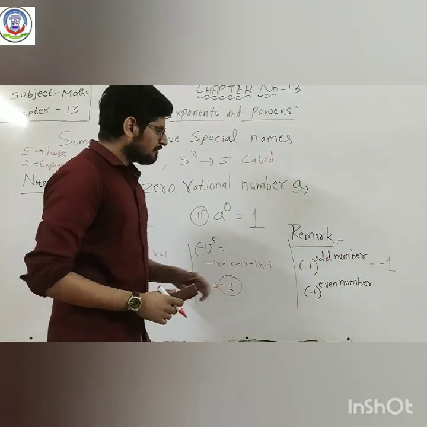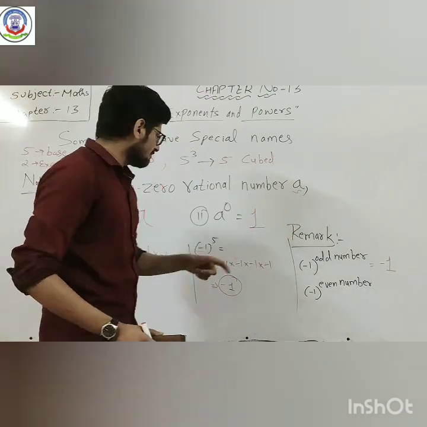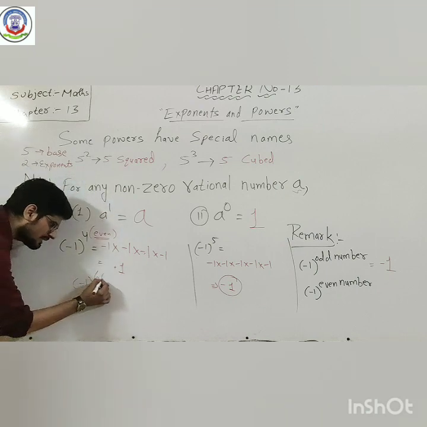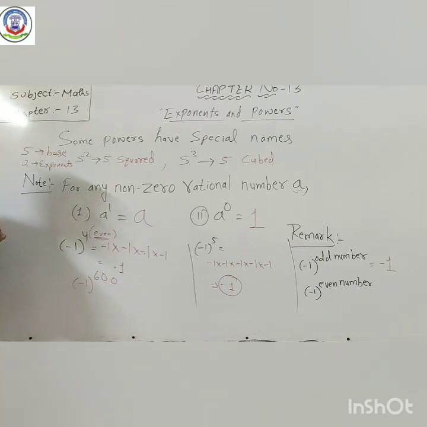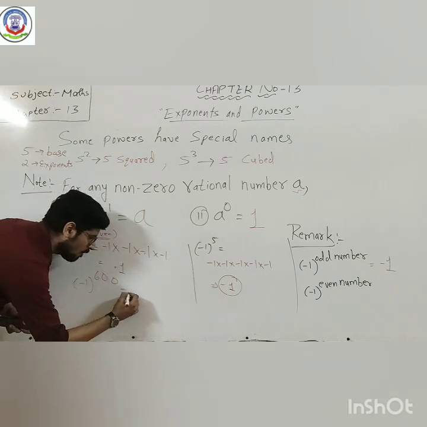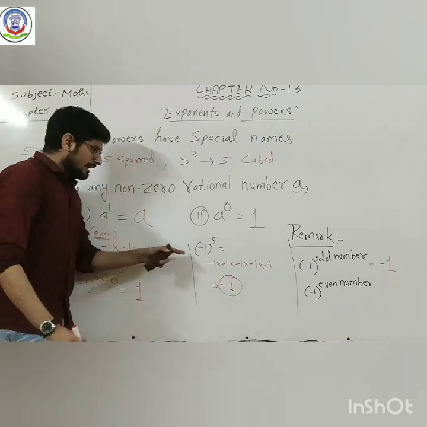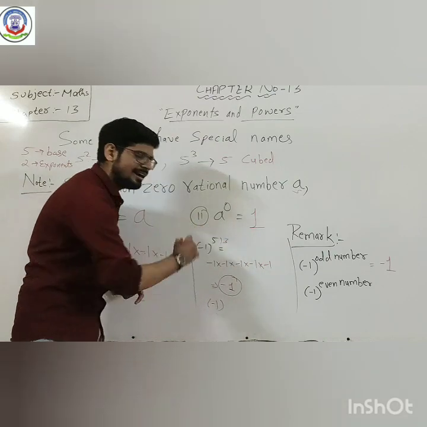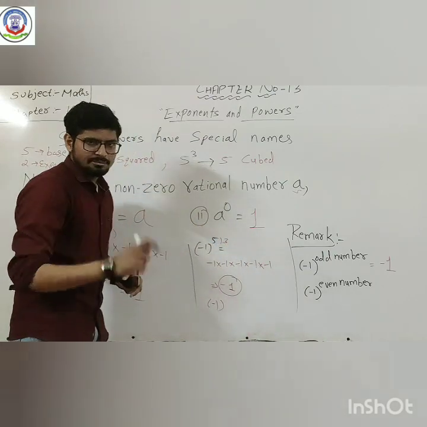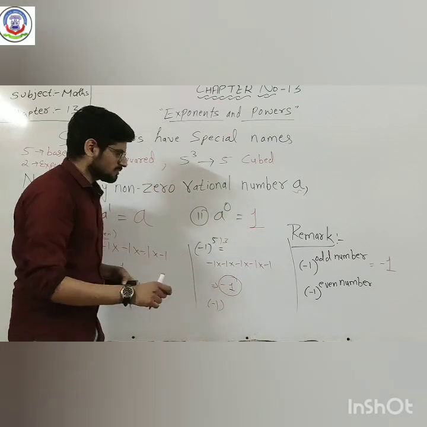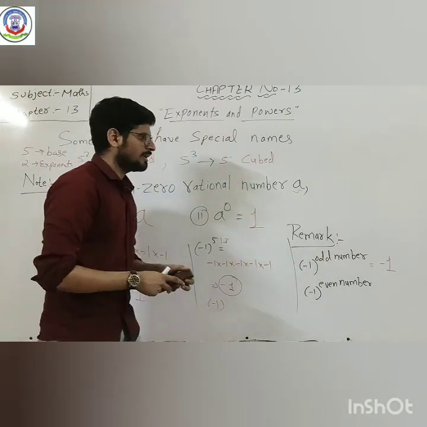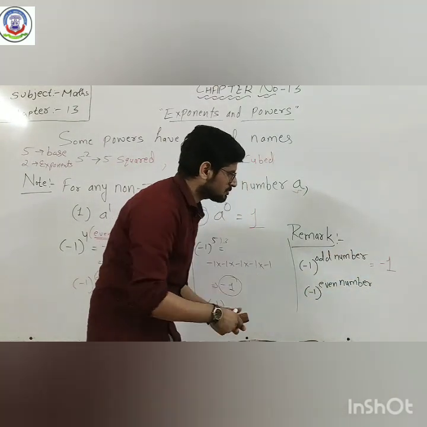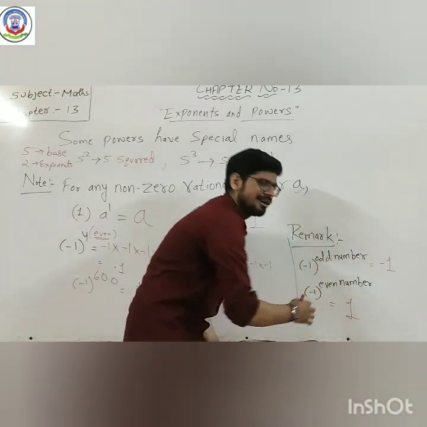And if -1 is raised to the power of an even number, like -1 raised to the power 6, -1 raised to the power 60, -1 raised to the power 600, all are even numbers, you always get plus 1. If you take -1 raised to the power 51, -1 raised to the power 530, these are odd numbers, so your answer will be -1. So if -1 is raised to the power of an odd number, you always get minus sign with 1. And if -1 is raised to the power of an even number, you will get plus 1.